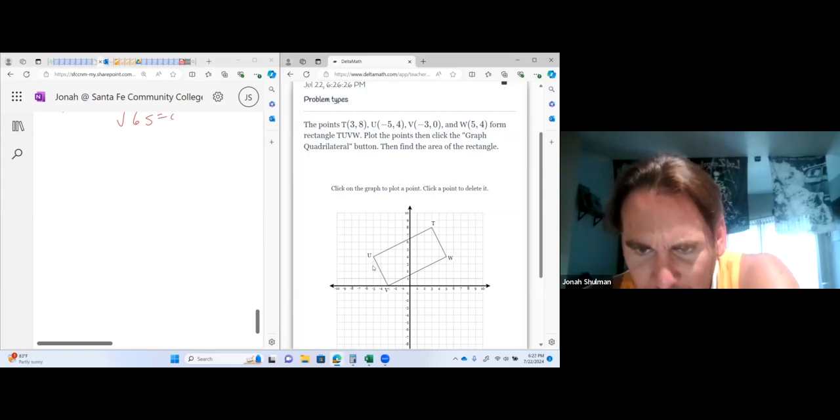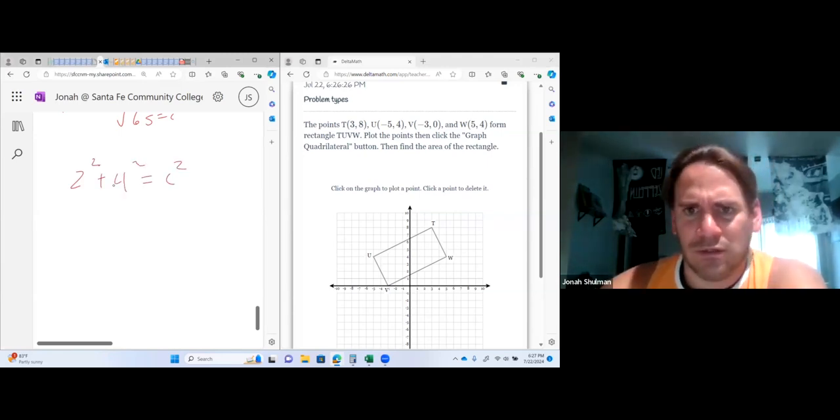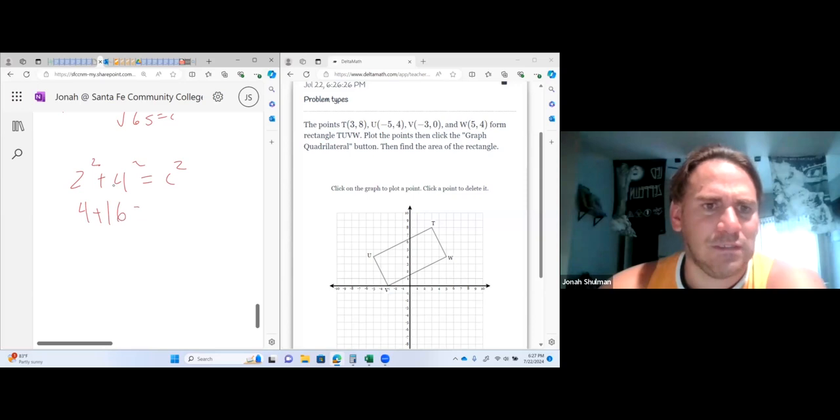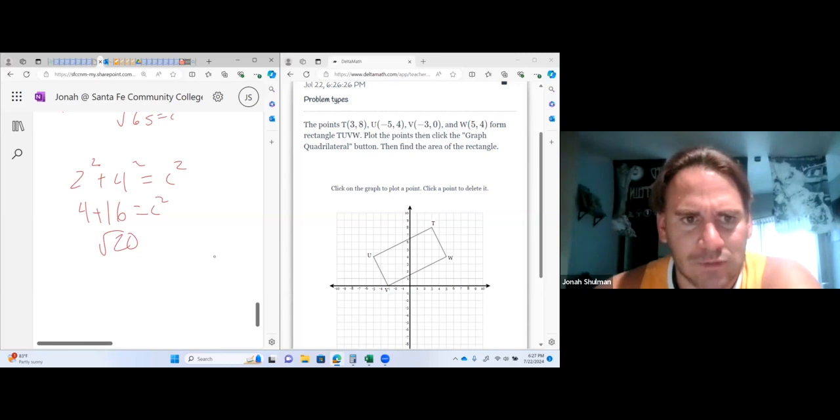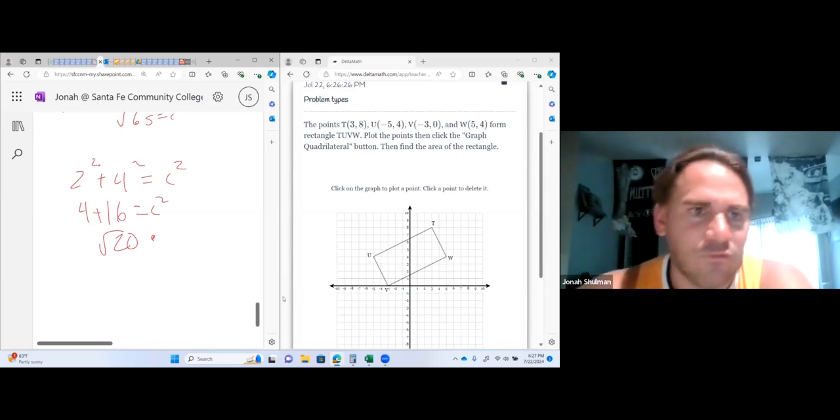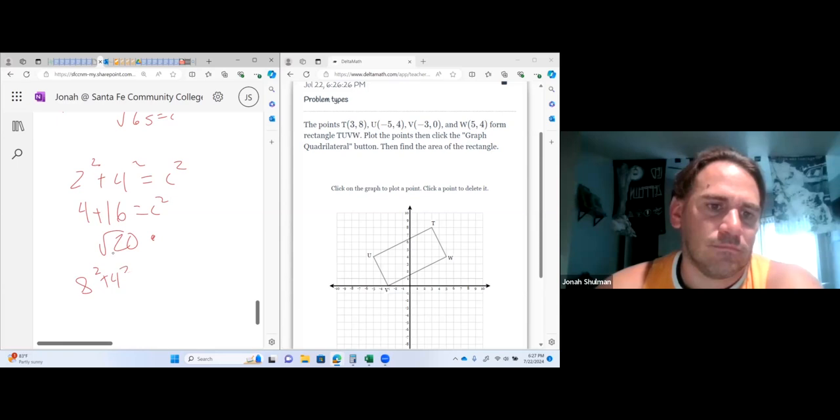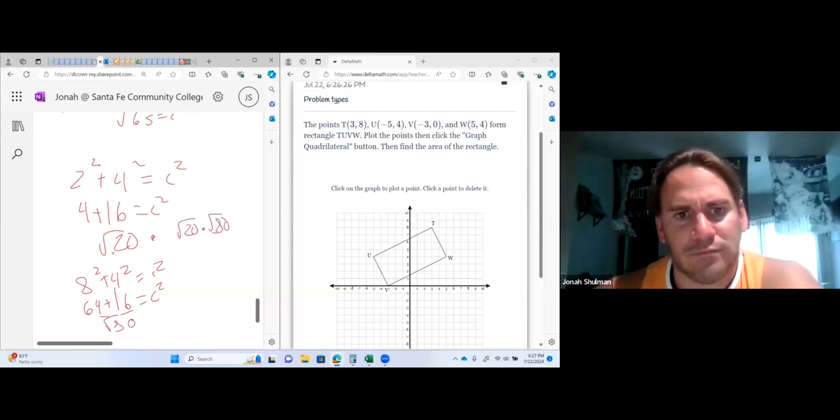So we just need one side. This is 1, 2, 3, 4, 1, 2. That's 2 squared plus 4 squared equals c squared. So that's 4 plus 16. This is the square root of 20. Okay, so we need the square root of 20 times the other side. This is 3. That's 5, so that's 8. This is 8 and 4. So 64 plus 16. 6 and 4 is 10, carry the 1. Sweet. So it's the square root of 20 times the square root of 80.